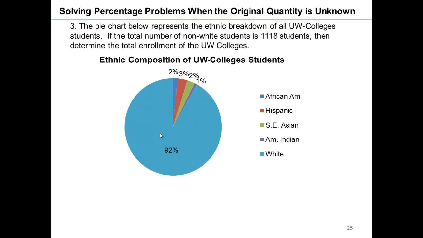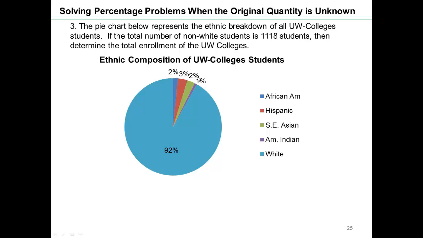All right, so here's some information. Sometimes information is given to you in the form of a pie chart, and you have to understand what these different percentages mean. The pie chart here is representing the ethnic composition of University of Wisconsin colleges' students. There are 1,118 students that are non-white students, and they're asking you what's the total enrollment of the colleges. So look at all the breakdown: African Americans, Hispanics, Southeast Asians, American Indians, and white. So 92% of the students are white, and the rest of the demographics are broken down in these percentages.